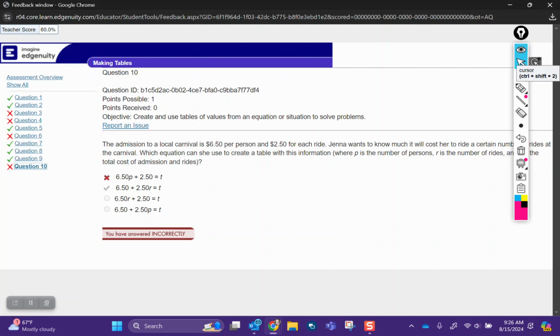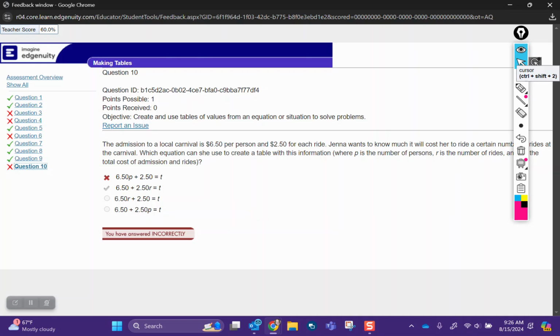Question 10 says that the admission to a local carnival is $6.50 per person, and $2.50 for each ride. Jenna wants to know how much it will cost her to ride a certain number of rides at the carnival. Which equation can she use to create a table with this information where P is the number of persons, R is the number of rides, and T is the total cost of admission and rides?